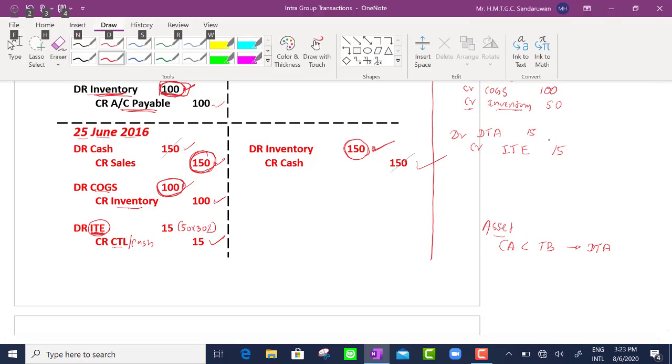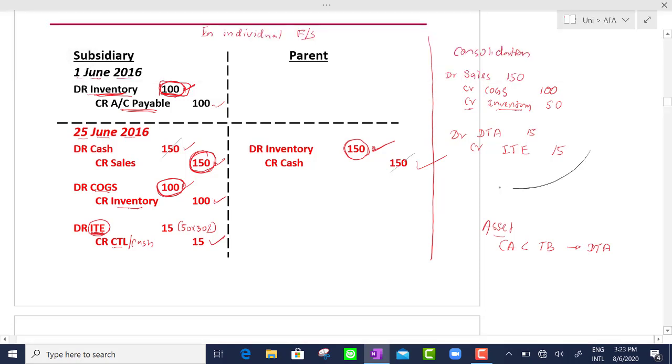So keep in mind these are the consolidation entries required. Right? These are the consolidation entries required. In the consolidation, I will tell you one more small thing.